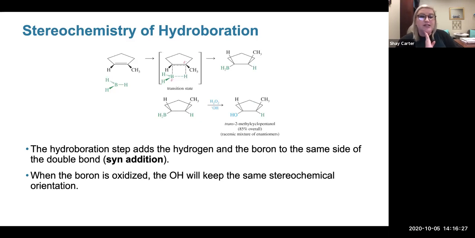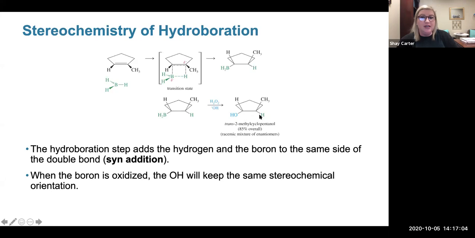Now, the hydroboration step adds the hydrogen and boron to the same side of the double bond. We call this a syn addition. This is the opposite of the oxymercuration-demercuration reaction, which is an anti-addition, okay? So when the boron is oxidized, the OH keeps the same stereochemical orientation. So the OH and the hydrogen end up on the same side or the same face of the ring, okay?